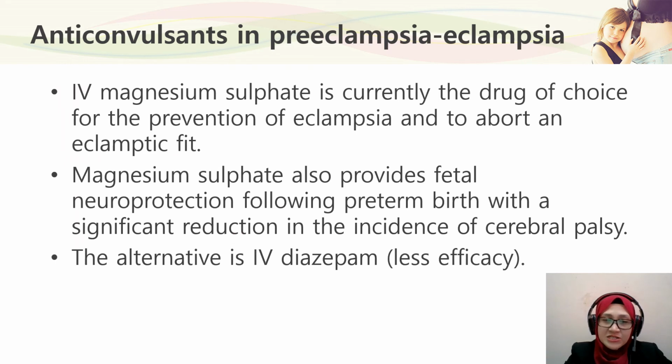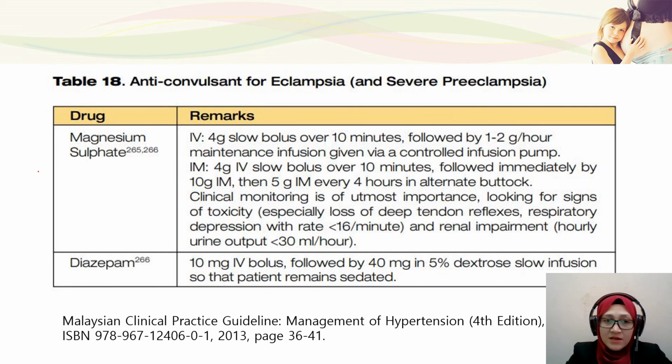For the anticonvulsion in preeclampsia, we use IV magnesium sulfate. It is currently the drug of choice, and it provides fetal neuroprotection following preterm birth with a significant reduction in the incidence of cerebral palsy. So it is not only protecting the mother and cutting the seizure, but it is also good for the baby. The alternative is IV diazepam. So this is the regimen for magnesium sulfate.